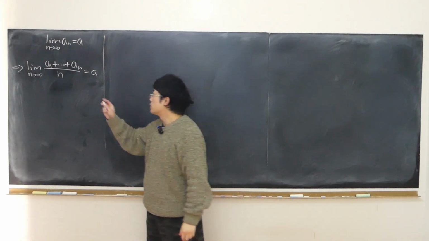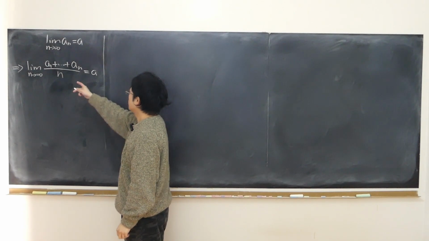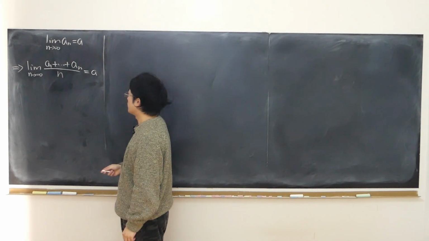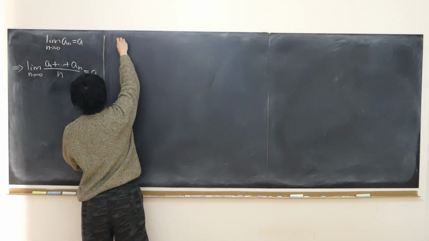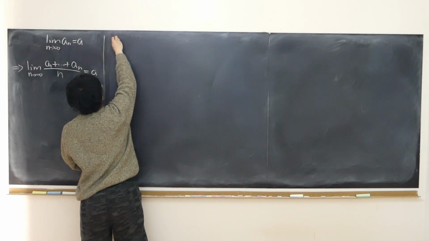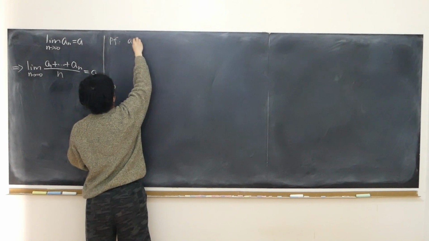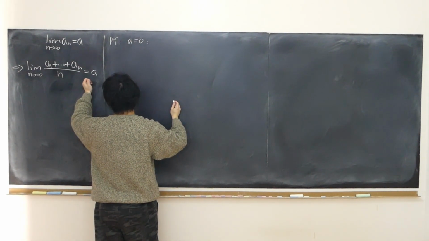If a real sequence a_n approaches A, then we want to prove that the arithmetic mean of the members of the sequence also approaches A, the same limit. You can use the precise epsilon-N definition. So, special case: if A is equal to 0, I want to show that the desired sequence approaches 0 as well.